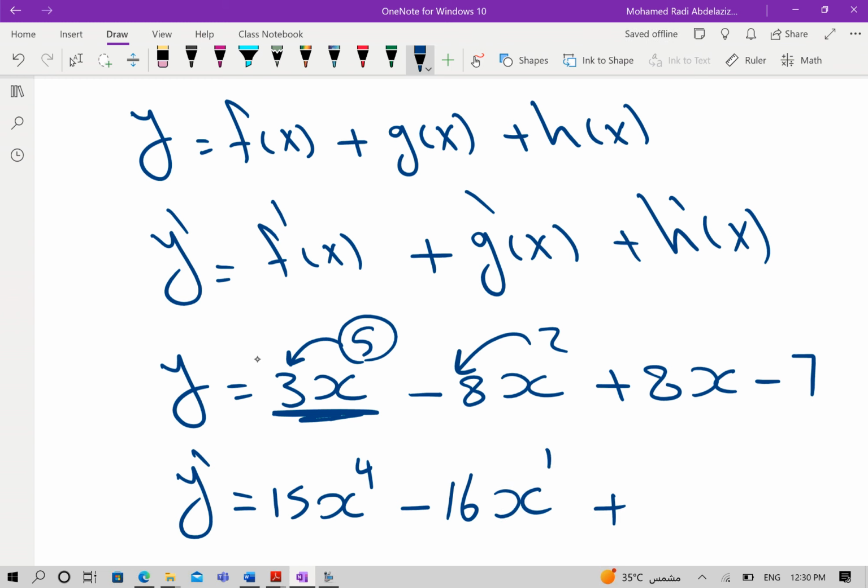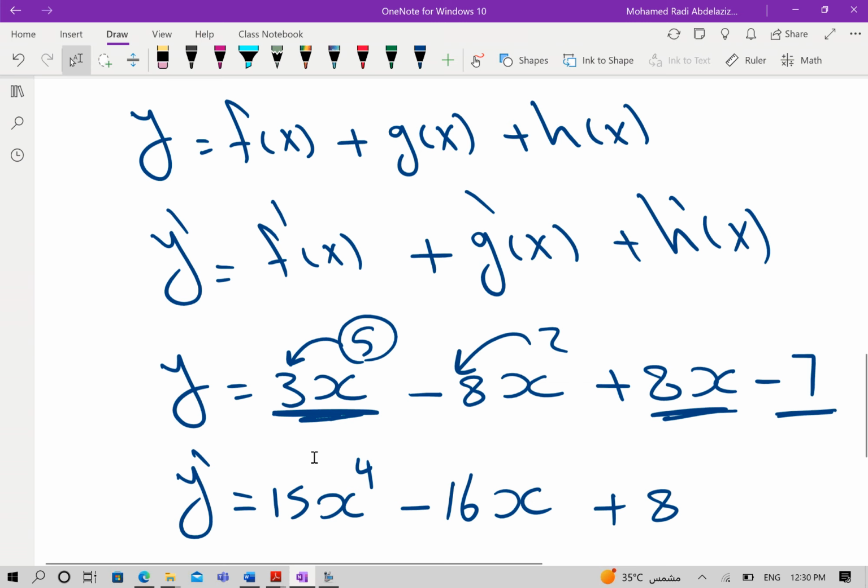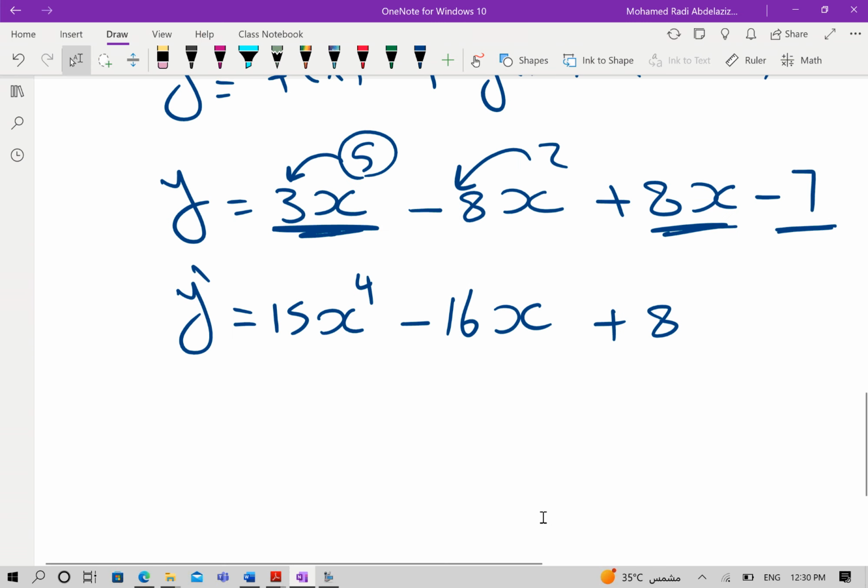Plus, we can remove the power 1. Differentiation of 8x is 8. The derivative of negative 7 is 0. No need to write 0. You can remove it. No need to write 1. So the answer will be 15x to the power of 4 minus 16x plus 8.